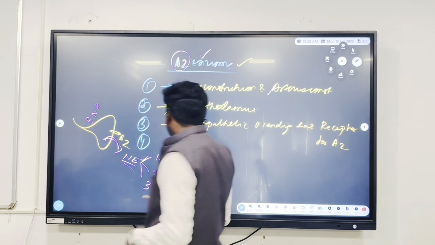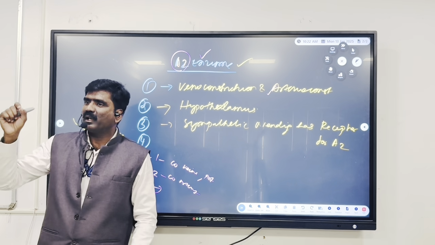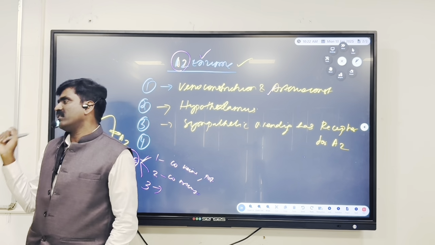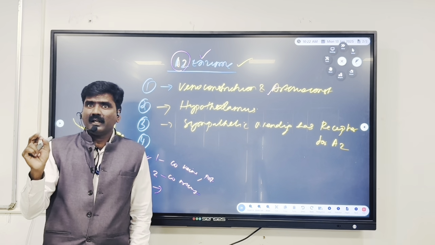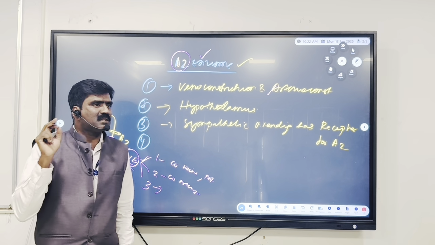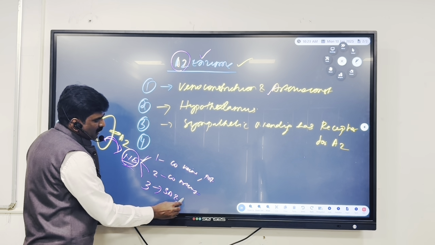Right? And the third point, norepinephrine has a directly stimulatory effect on the SA node and AV node. When norepinephrine is released, the SA node and AV node are stimulated. And what happens if the SA node and AV node are stimulated?